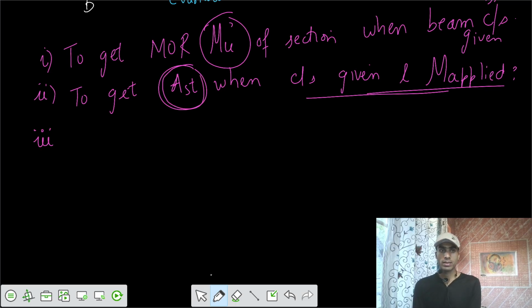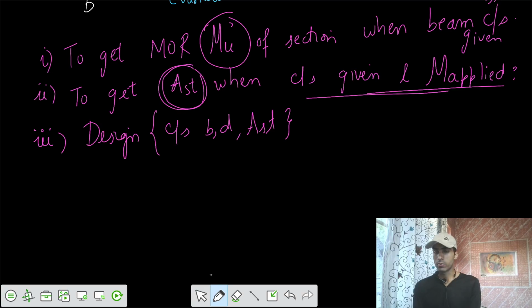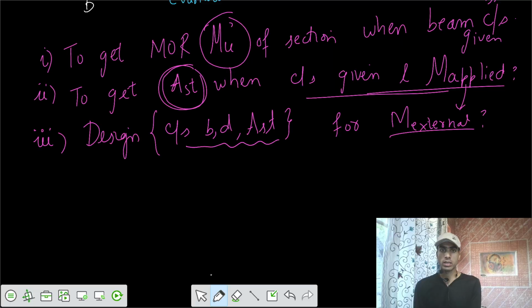And the third case is design. We need to design the cross section, and design means you need to get the dimensions B and D, and also the total area of steel required in the tension zone for the given external bending moment. So we need to get these values for the third case, that is the design perspective. Let's go one by one.